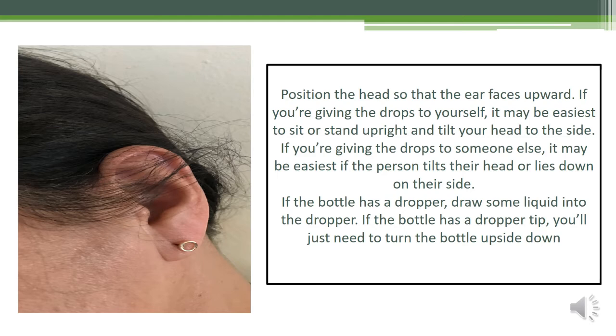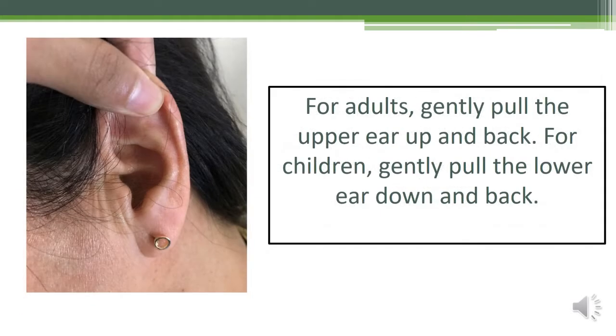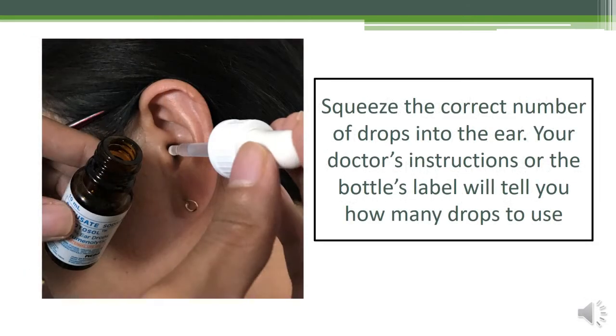If the bottle has a dropper, draw some liquid into the dropper. If the bottle has a dropper tip, you'll just need to turn the bottle upside down. For adults, gently pull the upper ear up and back. For children, gently pull the lower ear down and back. Squeeze the correct number of drops into the ear. Your doctor's instructions or the bottle's label will tell you how many drops to use.